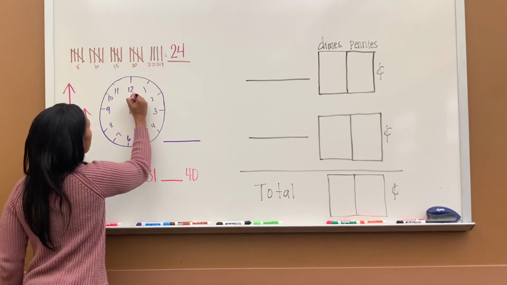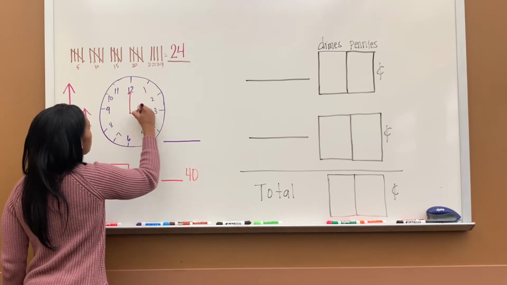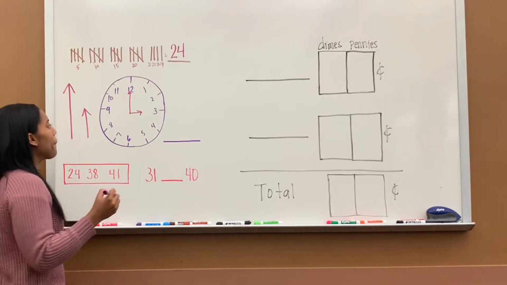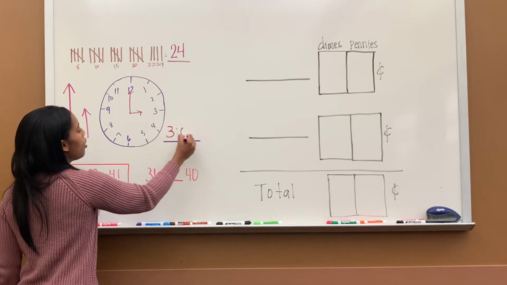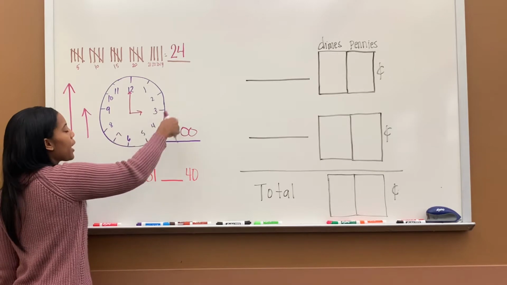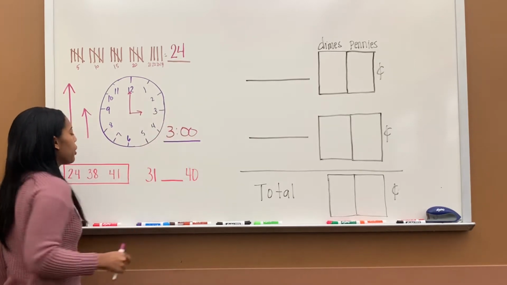So let's go ahead and put my long hand, and we'll do the short hand here. So looking at the clock, what time is this? 3 o'clock. Short hand was on 3, the hour. 12, we automatically know it's o'clock, 0, 0, 3 o'clock.